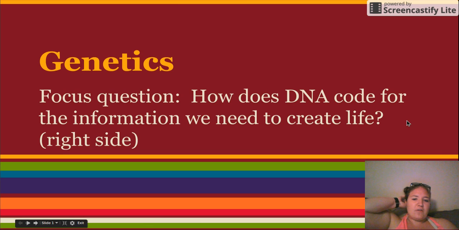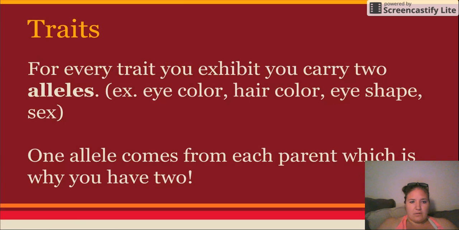Okay, so today we're going to talk about genetics, and our focus question is going to be, how does DNA code for the information we need to create life? So, traits. For every trait you exhibit, you carry two different alleles. An example of a trait would be eye color, hair color, eye shape, or sex. One allele comes from each parent, which is why you have two.